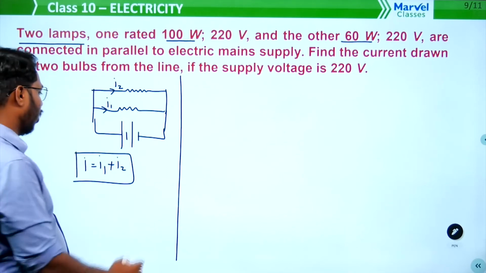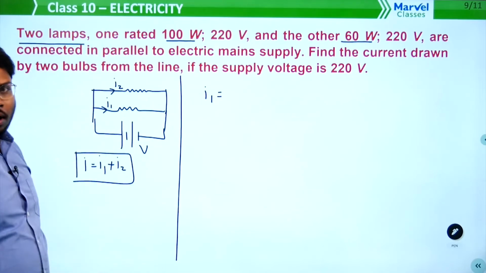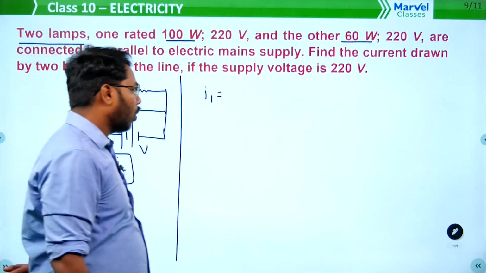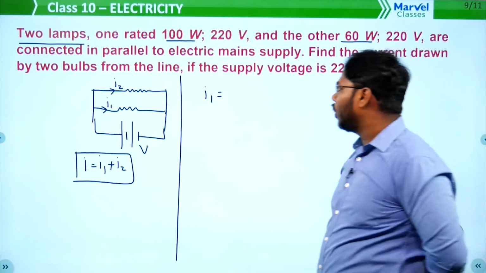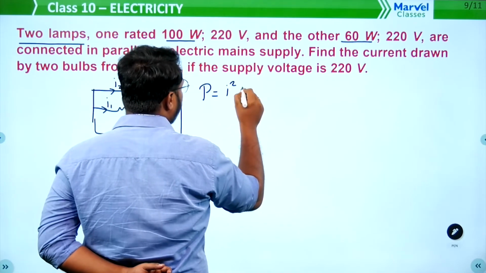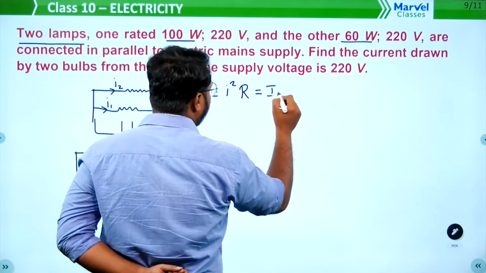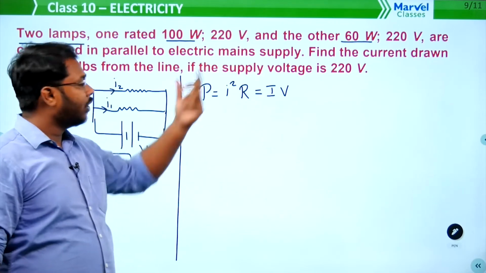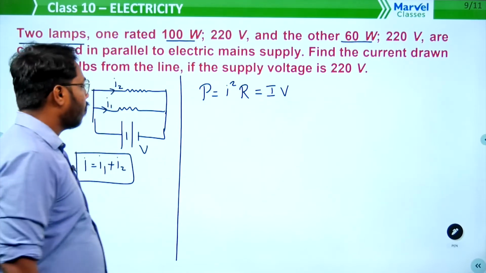Sum of the individual currents. So I1 is the current through the first component. How to calculate I1, whereas the wattage is given here? You see, power P is equal to I square R. This is one formula. Otherwise, I into V. This is another formula. Since the resistance of the material is not given in the question, it's better to go with the second formula.